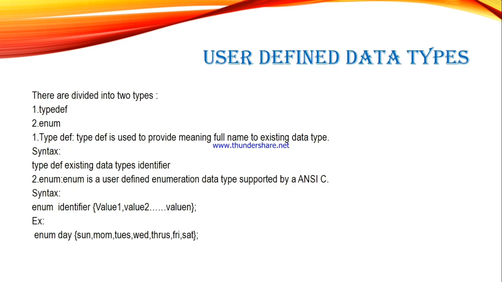Next, we see user-defined data types. They are divided into two types, typedef and enum. Typedef is used to provide a meaningful name to an existing data type. Syntax: typedef existing data type, identifier. Enum is a user-defined enumeration data type supported by ANSI. The syntax is enum identifier {value1, value2, ... valuen}. For example, enum is a keyword, day is a variable, and Sunday, Monday, Tuesday, Wednesday, Thursday, Friday, Saturday are the values, the days in a week.